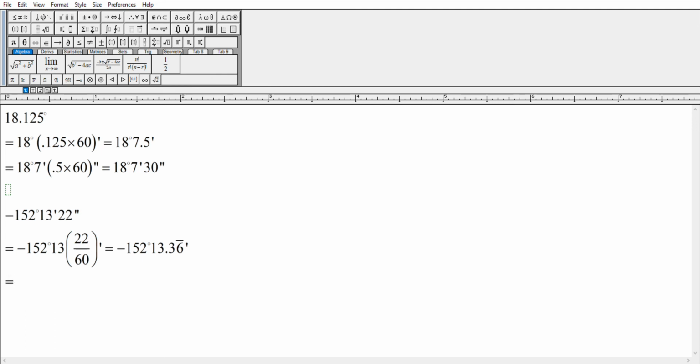Don't forget the decimal this time. So I divide by 60 again the entire minutes. Keep in mind 13.36 repeating is the minutes. I divide that by 60, and my calculator gives me the final decimal, 0.2227 repeating, which is negative 152.2227 repeating. So that's how you convert degrees to DMS notation and backwards.